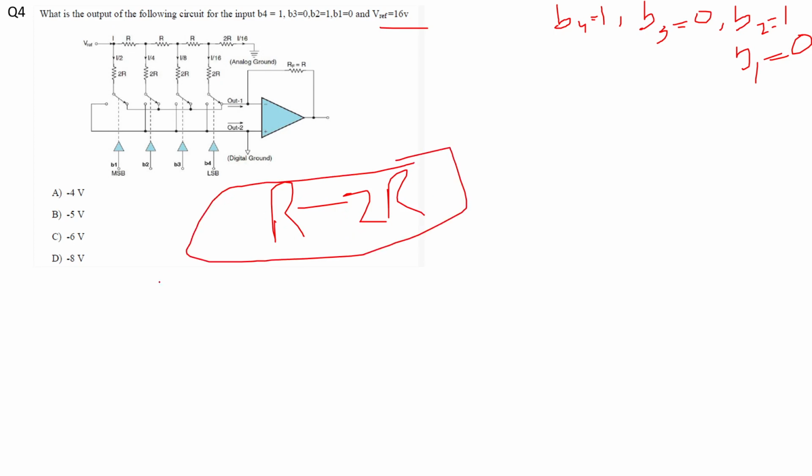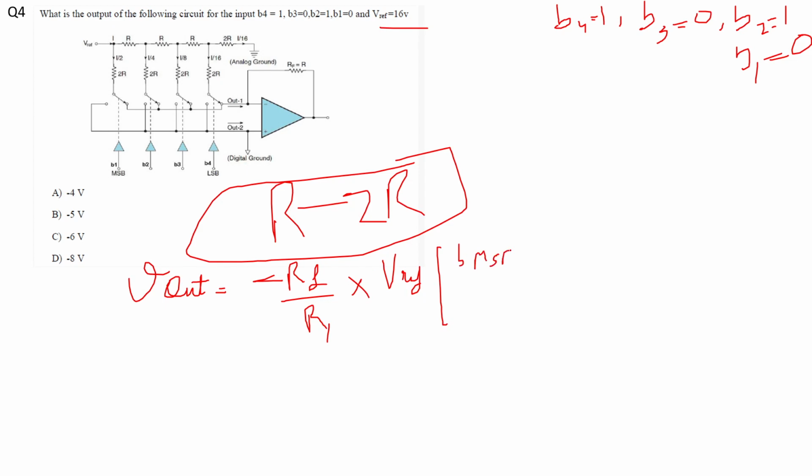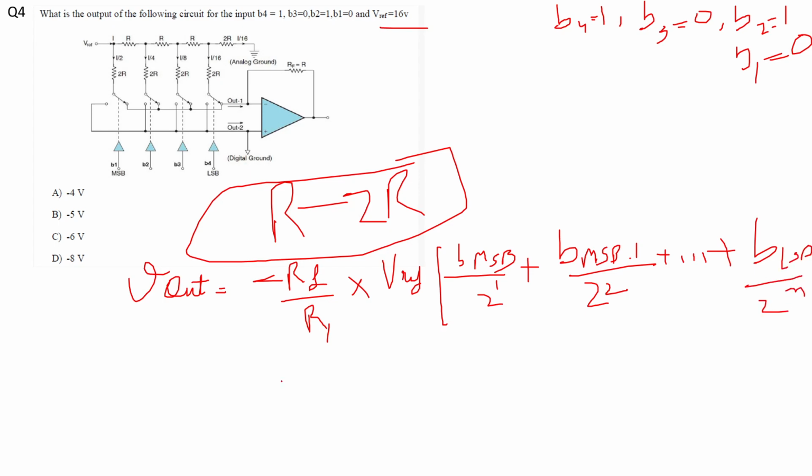Formula for an R2R DAC: V out is equal to minus RF by R1, this is the gain factor for an inverting op amp, times VREF times BMSB by 2 raised to power 1 plus BMSB minus 1 by 2 raised to power 2 plus so on up to BLSB by 2 raised to power n. Here it is a 4-bit DAC, so we can write as minus RF by R1 times Vref.